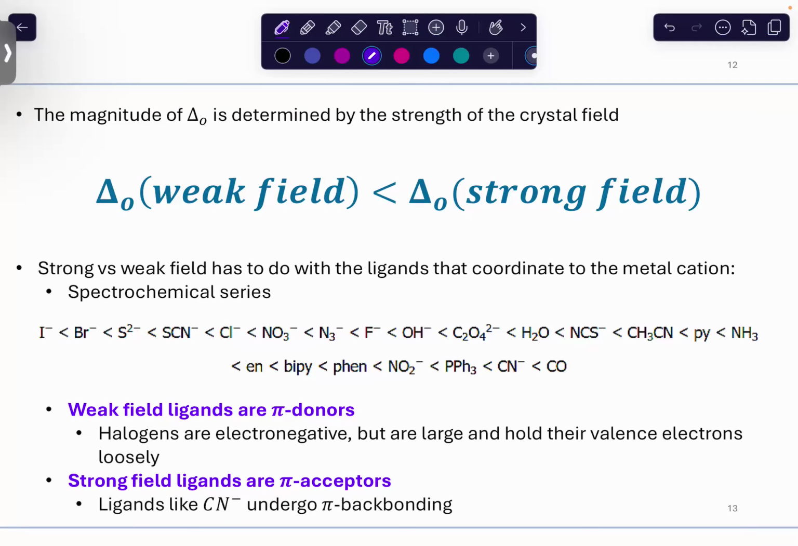We need to start talking about weak field versus strong field ligands. The magnitude of your delta O is determined by the strength of your crystal field. Your delta O for weak field ligands is smaller than your delta O for your strong field ligands. This is also going to start to determine your low spin versus high spin.